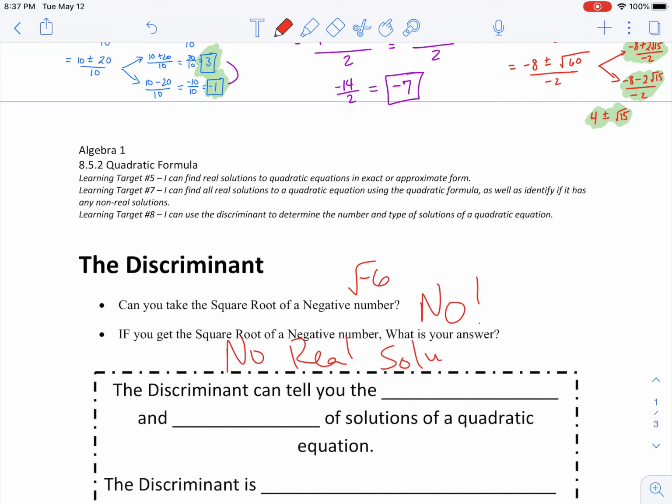Right? If you get a negative radical, no real solutions. That's the only time you get it. So please stop putting no real solutions just because you don't know the answer and you're going to guess. Please stop doing that.